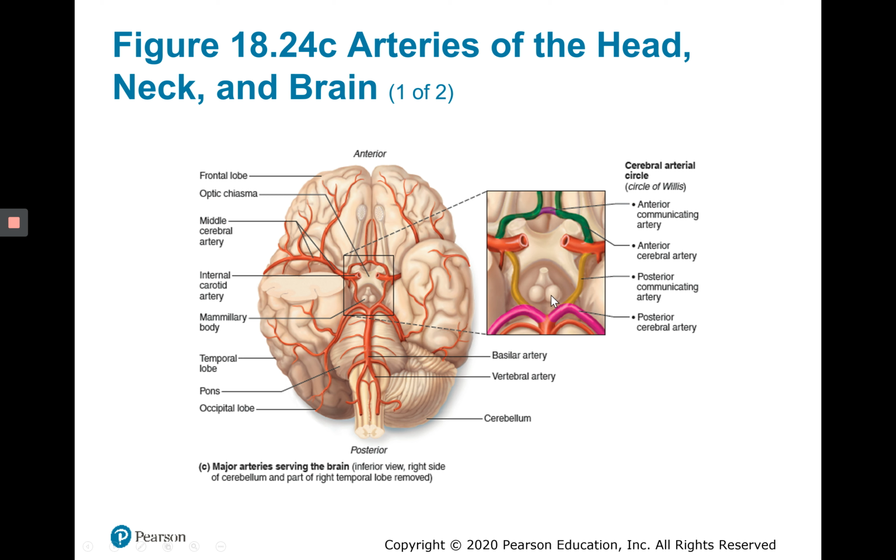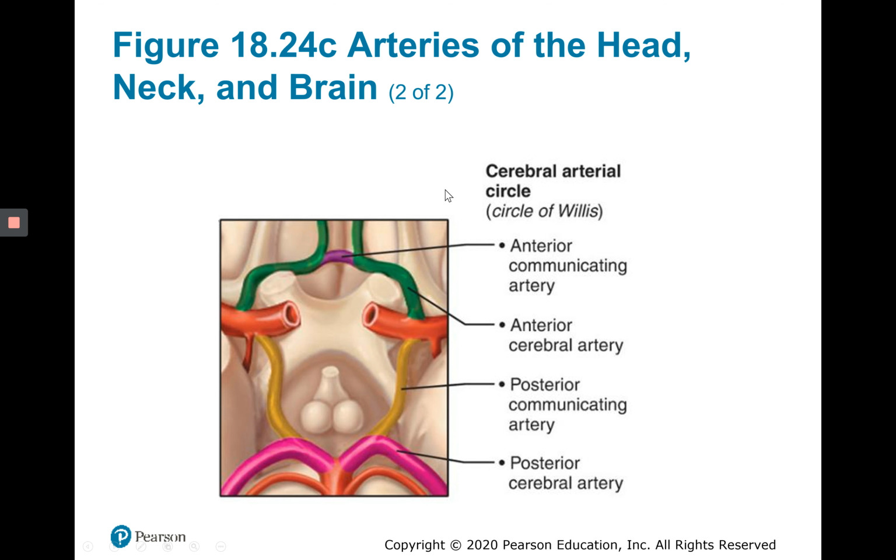And you can see the different parts of the circle. Here's the bigger picture. So we have different communicating arteries, cerebral arteries, all of them coming together to interconnect at the base of the brain around the optic chiasm and around the pituitary gland.